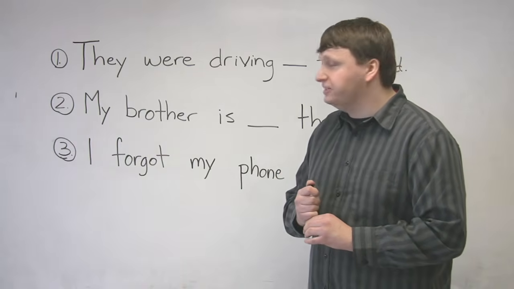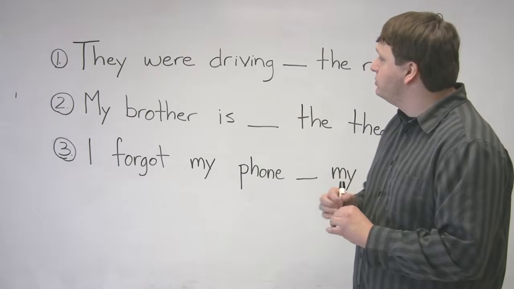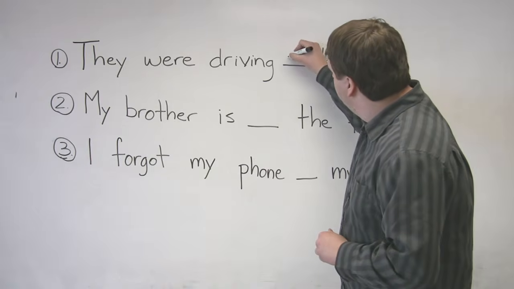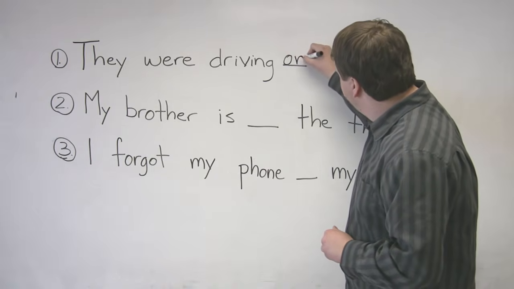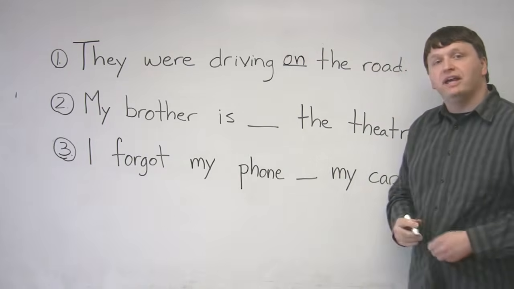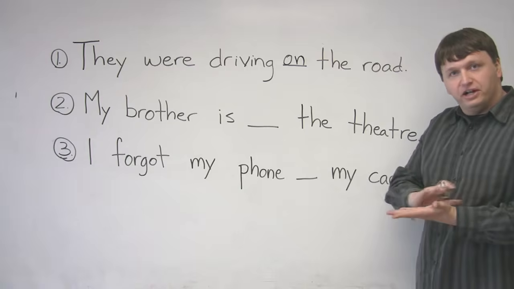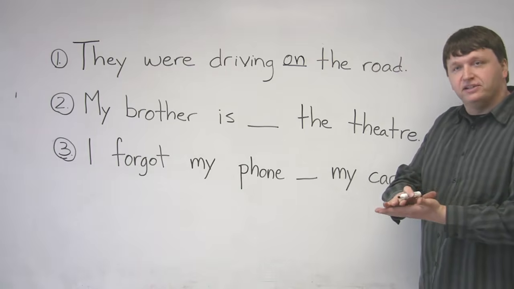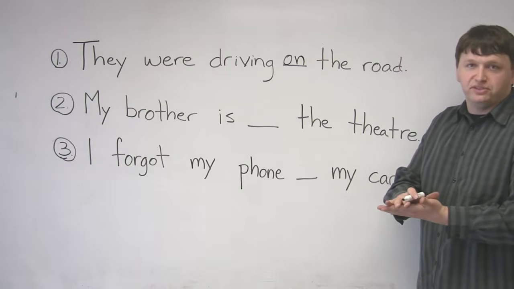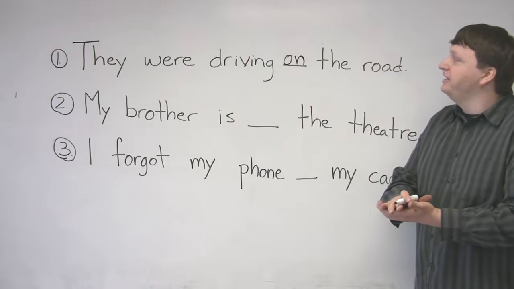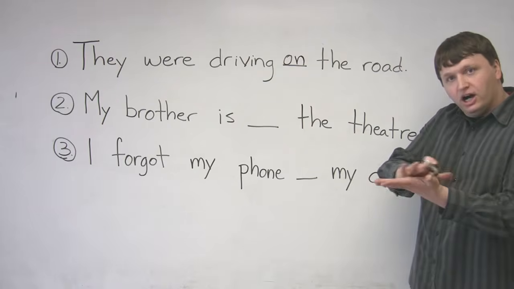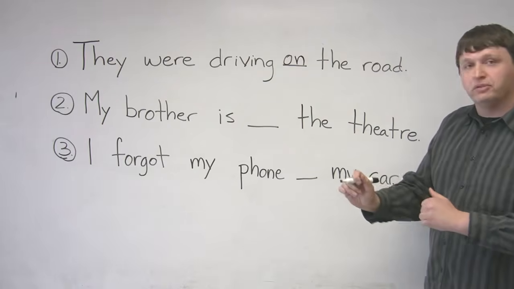Which one did you put? So, they were driving on the road. Now again, we know it is on because the road is a horizontal, flat surface. So if they were driving with a car, which is a likely scenario, the tires of the vehicle were on the road.